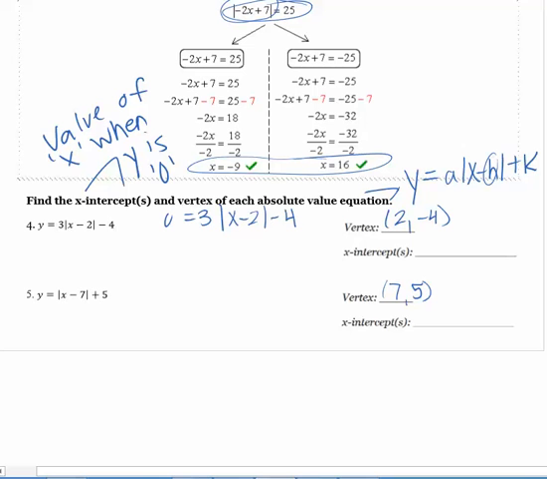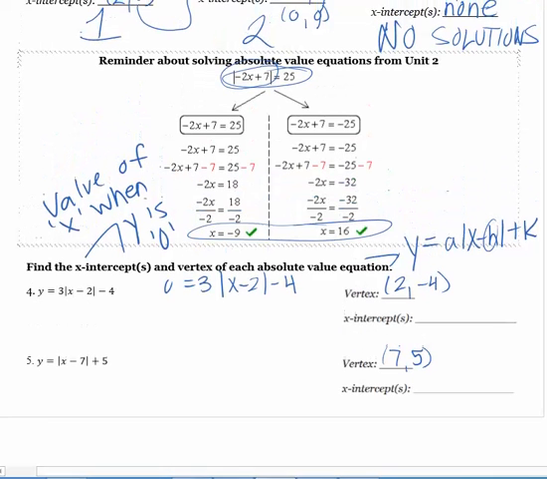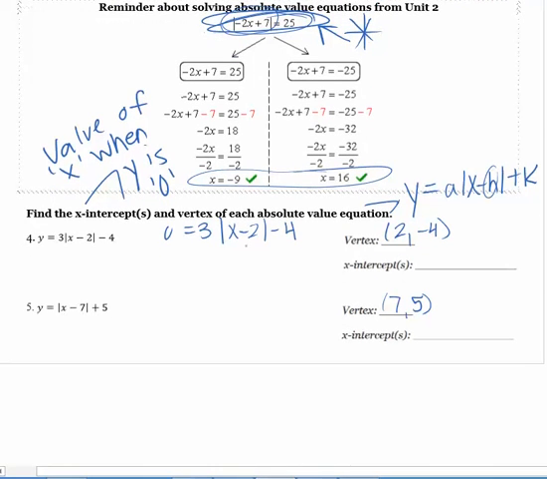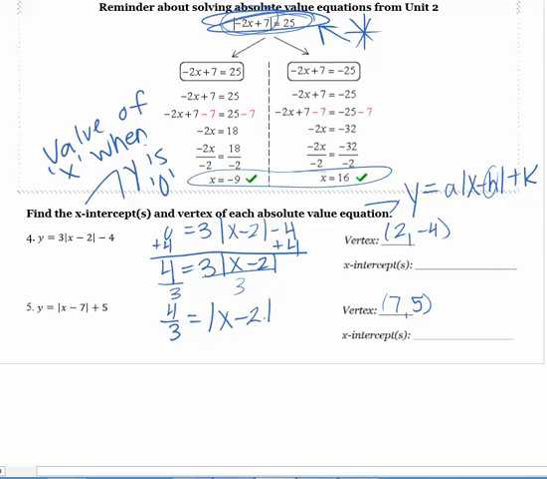Now we're going to solve this as an absolute value equation, but as we reminded ourselves in this example, we have to isolate that absolute value expression. So in number 4, we need to isolate the absolute value of x minus 2. We'll work backwards, the same way we did with solving equations. First thing, we'll add 4 to both sides. So we get 4 equals 3 times the absolute value of x minus 2. Once again, we want to isolate that absolute value. Let's divide both sides by 3. So we get 4/3 equals the absolute value of x minus 2.